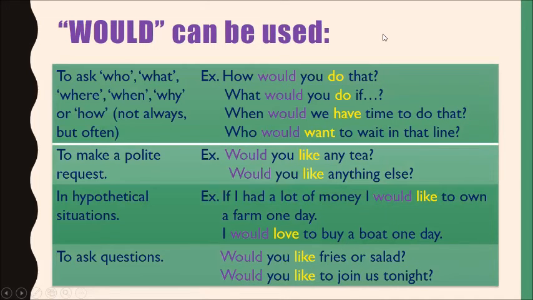At the end, we are going to check the modal verb would. Would can be used to ask who, what, where, when, why, or how. Not always, but very often. How would you do that? What would you do if? When would we have time to do that? Who would want to wait in that line?